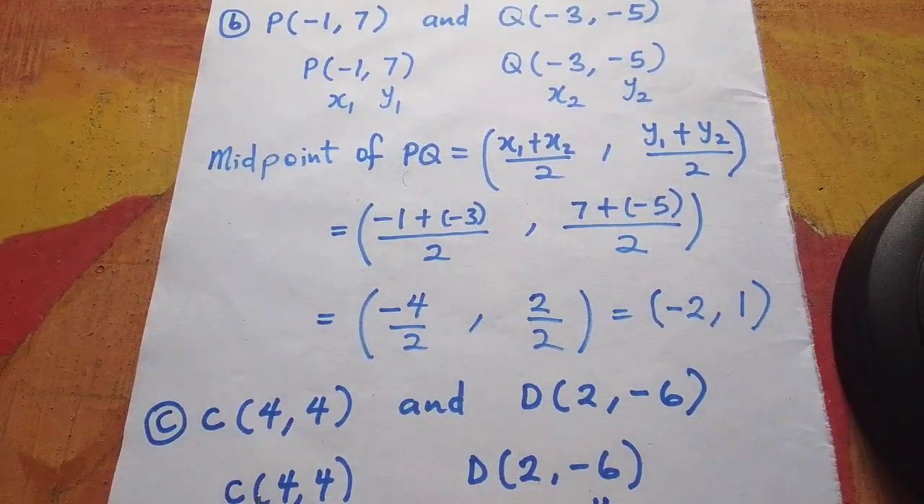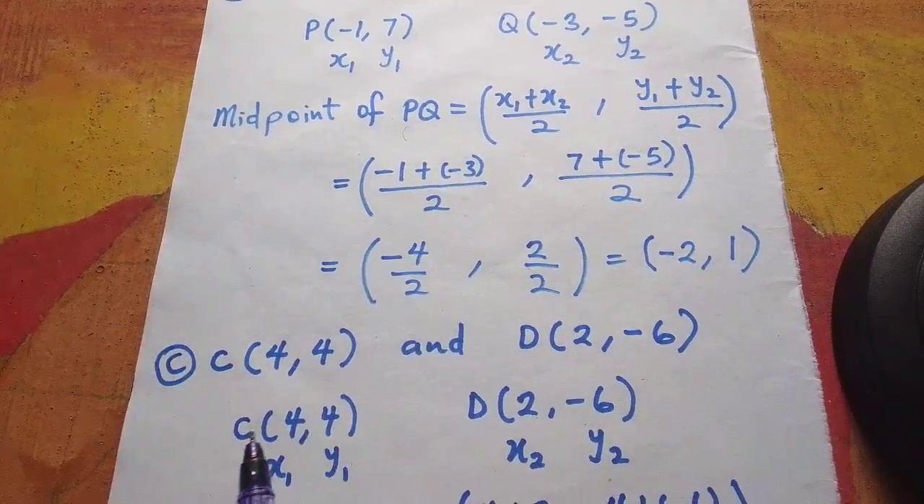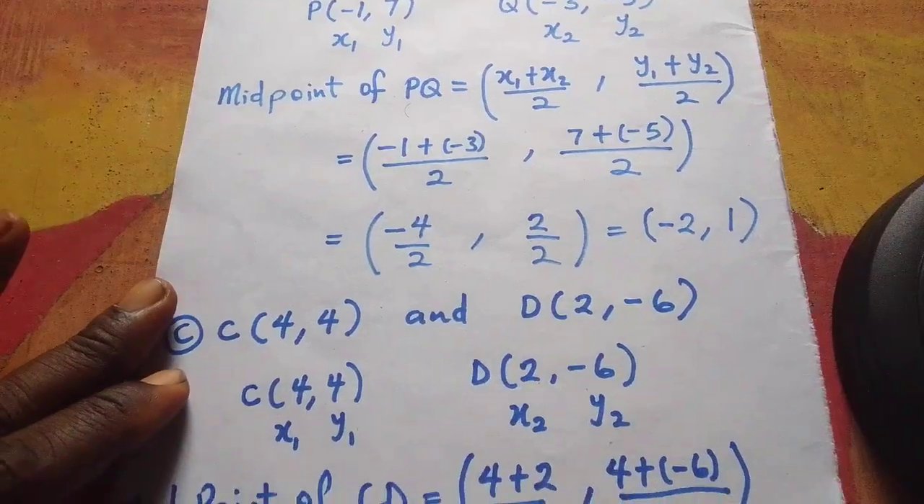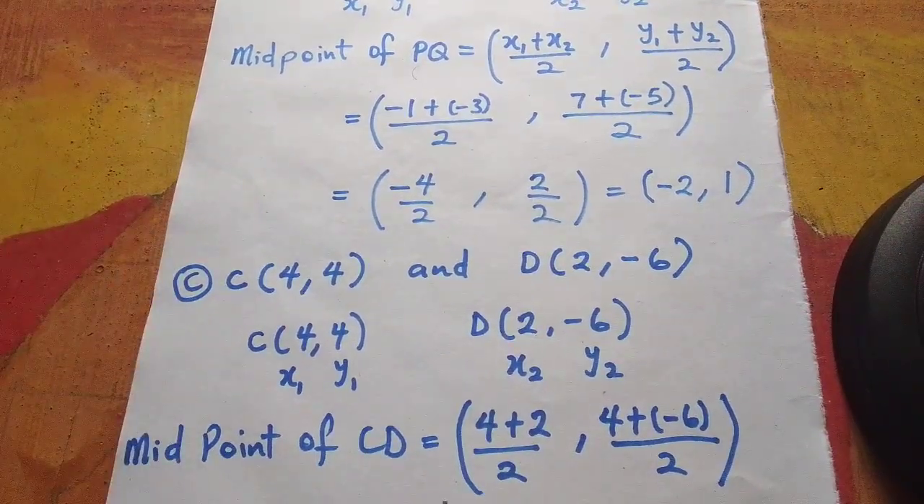Now let's look at another example. If we want to get the midpoint of this one, the coordinate of C is what? 4 and 4, and that of coordinate of D is what? 2 and -6. So if we take the coordinate of C, this one is to be x1 and this is y1, and coordinate of D, this one is x2 and this is y2.